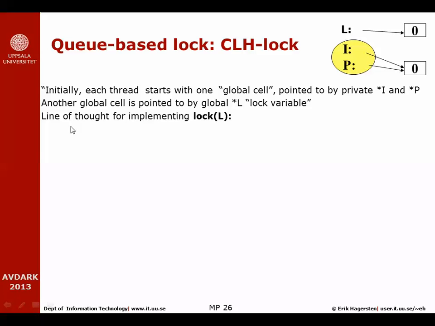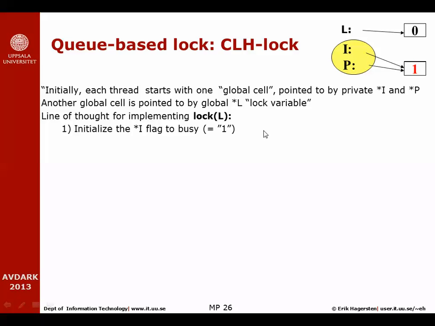The line of thought about how you implement a lock based on this kind of structure is a three-step process. First, you initialize the lock so that the I pointer flag is pointed to busy. Well, the P pointer flag is also pointed to there. So you initialize it to 1, which is busy. Okay, done. We've done that.